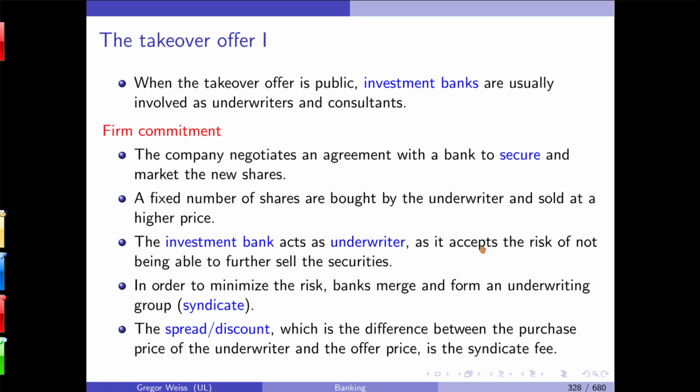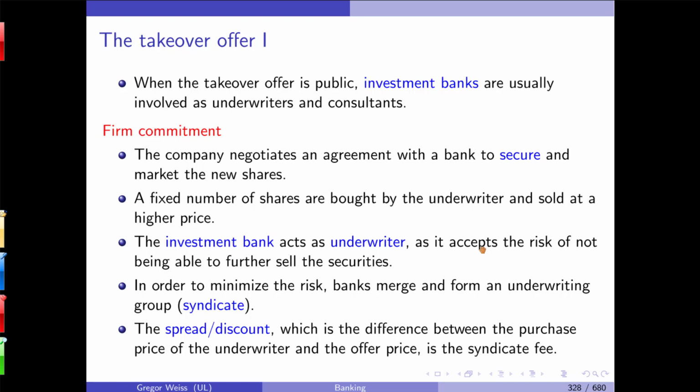Now, in a firm commitment agreement, the company negotiates an agreement with the bank to secure and market the new shares. So for a fixed number of shares, they are bought by the underwriter and they are sold at a higher price. That's the risk of the investment bank. It acts as an underwriter. It accepts the risk of not being able to further sell the securities.